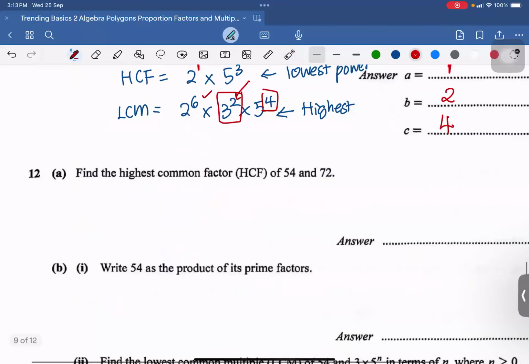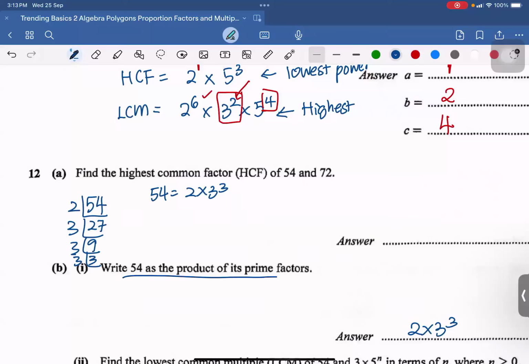Next question. Find the highest common factor of 54 and 72. I know many people will go and do 54, then 72, then go and do this. Oh no, please don't do that. That one is the primary school method. So what we do is divide 54, 27 divided by 3, 9 divided by 3, 3. So 54 is made up of 2 times 3 cubed, which is this answer already.